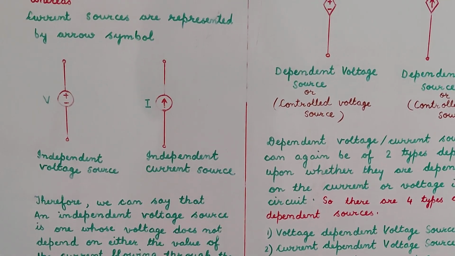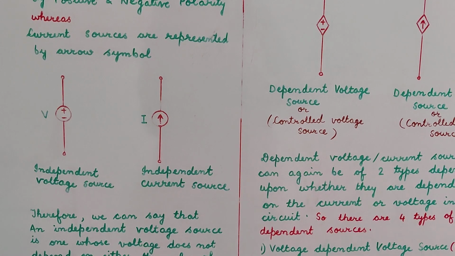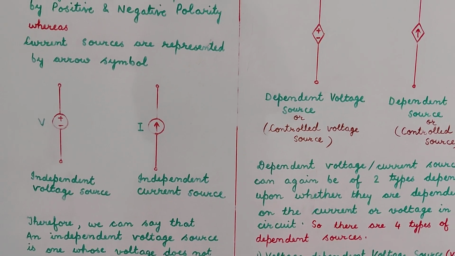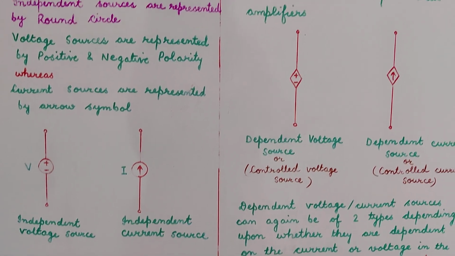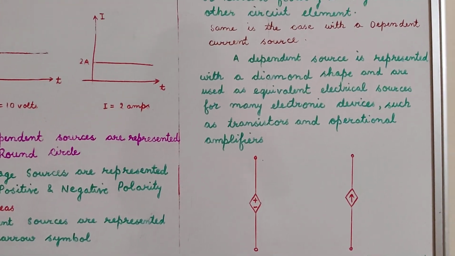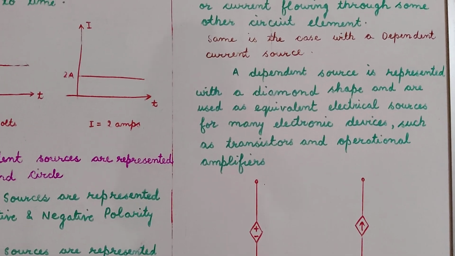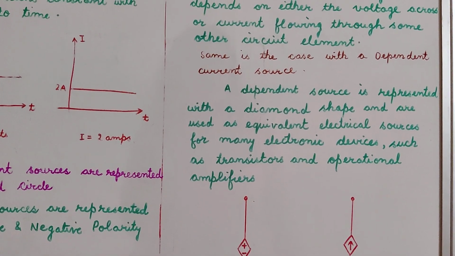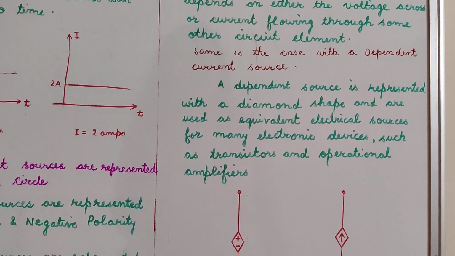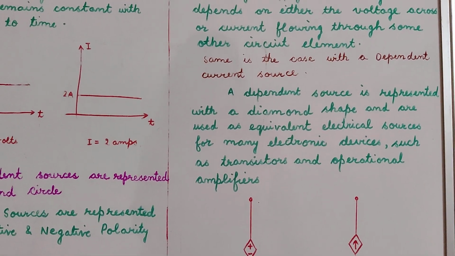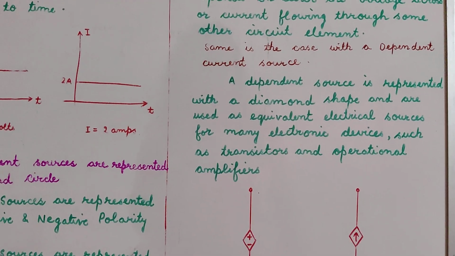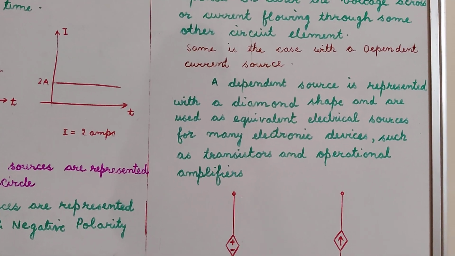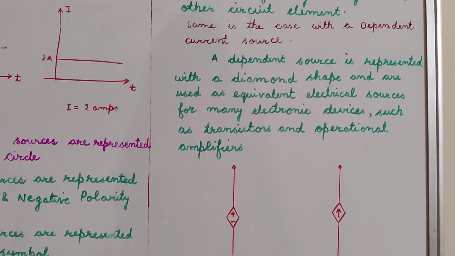Now we have seen that the independent sources are represented by round circles, whereas the dependent sources are represented with diamond shape, and these dependent sources are used as equivalent electrical sources for many electronic devices, and they are used in transistors and operational amplifiers.